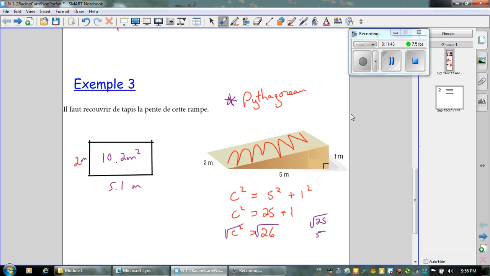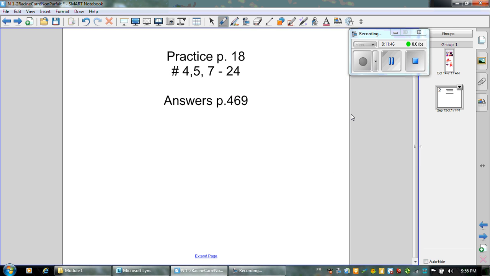Here is your practice. Make sure you check your work at the back of the book.